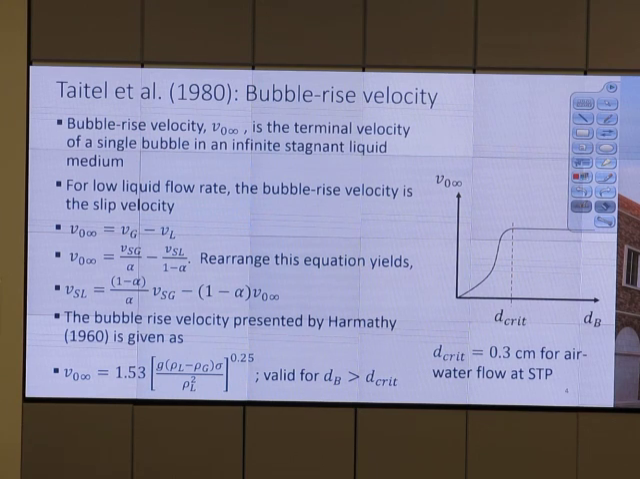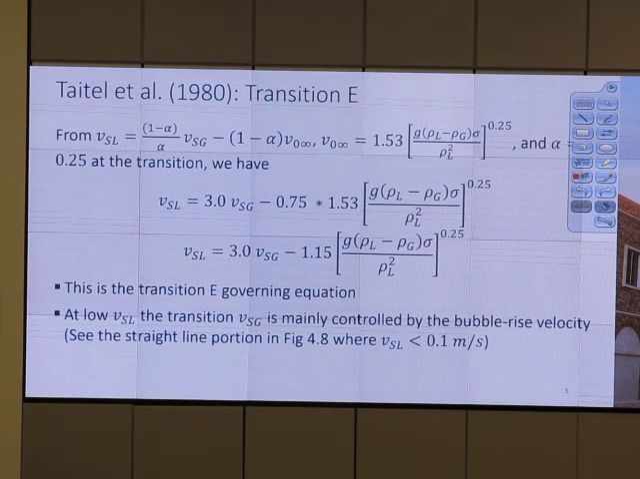Yes? Which relationship describes this part? Yeah, I don't have it. But we have the relationship that describes this part, and it is this formula. For transition E, what Taitel and Dukler did is substitute alpha equal to 0.25.